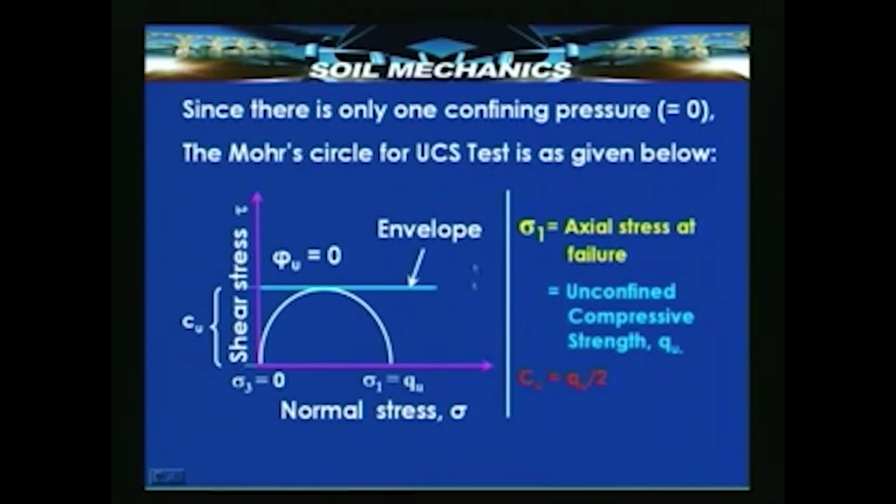and it is from this that the name UCS test is derived. So, once you have this kind of a Mohr circle, you just measure the axial stress sigma 1, that is the unconfined compressive strength. Then what happens to the cohesion? The cohesion is nothing but the radius, that is equal to half the diameter, that is it is equal to Qu by 2. So, unconfined compressive strength Qu divided by 2 gives you the undrained cohesion.